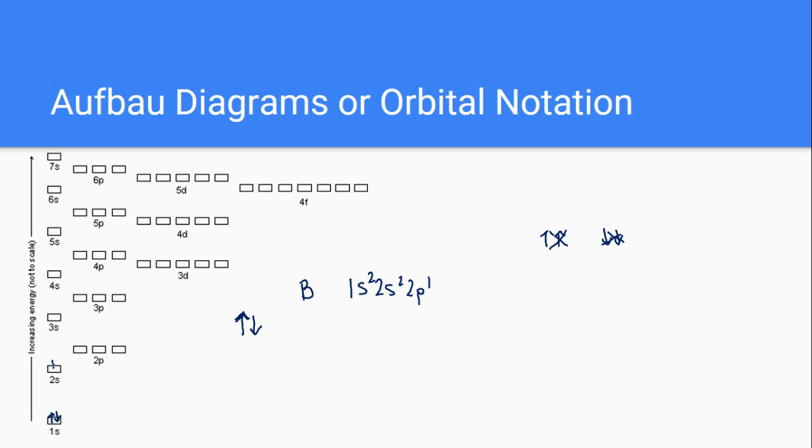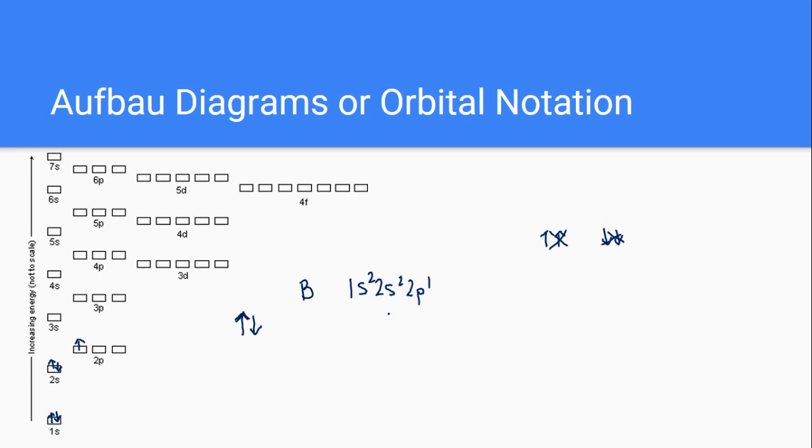There's another 2 in the 2s. And then in the p's, there's only 1. I just usually start at the left, and I do ups first. I don't really know why, if that's a rule or if I just chose it somewhere along the way. Okay, if we move on across the periodic table, this is boron right here. Our next one over would be carbon.